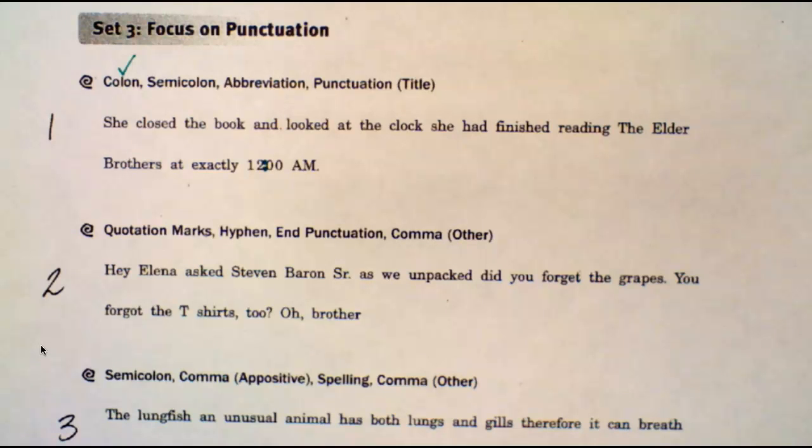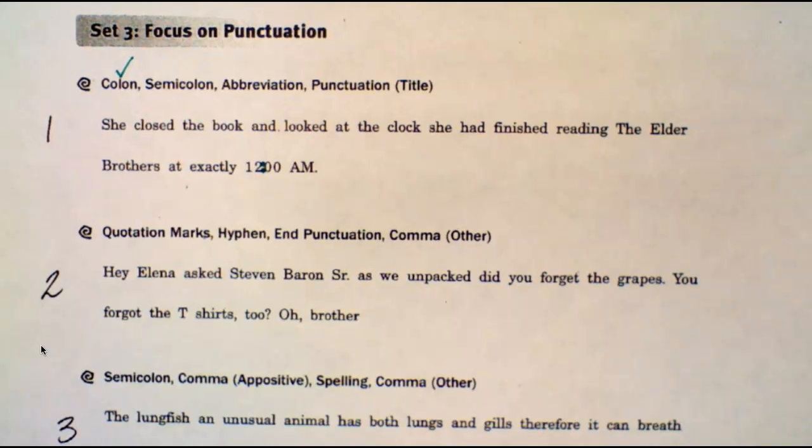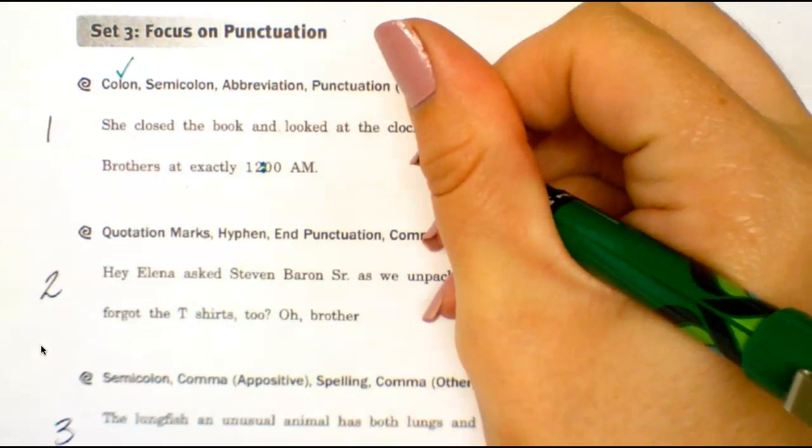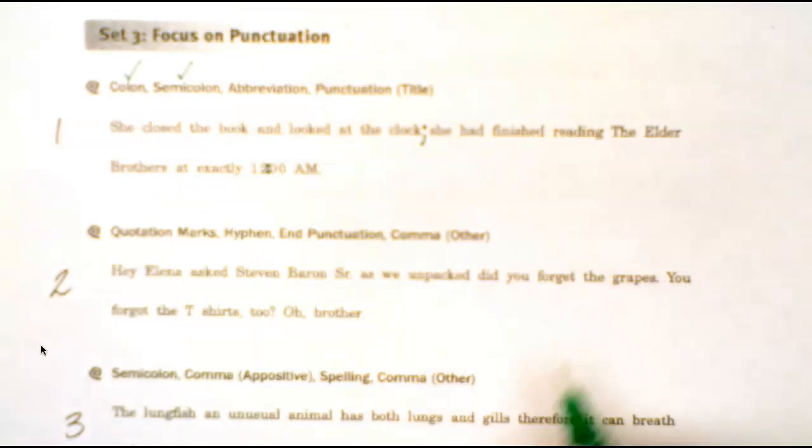She closed the book and looked at the clock. She had finished reading The Elder Brothers at exactly 12 a.m. You should have heard a pause between the word clock and she. Clock marks the end of my first sentence, and she marks the beginning of my second. So I should have my semicolon there.